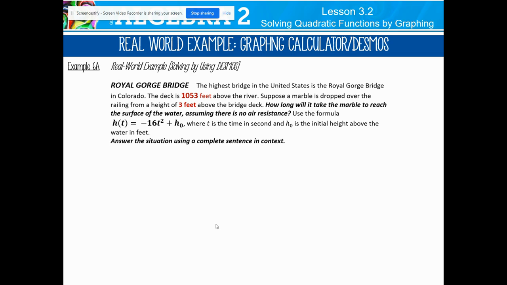We saw it yesterday. t is the time in seconds. h sub 0 is the initial height. So we do need to figure out what the initial height is because that's not there for us. But the deck is 1,053 feet above the river, and we're doing 3 feet above that. So we need to put into our function 1,056 for our initial height.